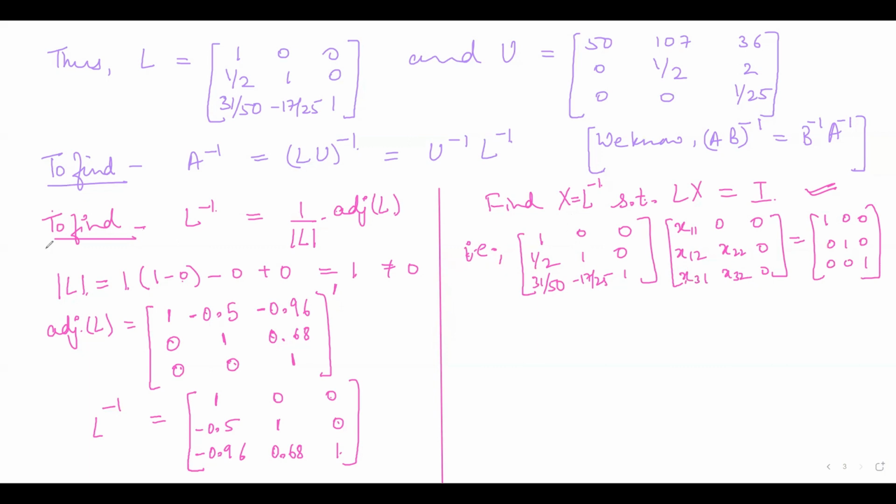So let us just quickly multiply this. So as we know, you need to multiply it like this. So first row would be multiplied by the first column. So you will get this as x11. First row with the second column, you will get answer 0. First row with the third column, you will get answer 0. Second row with the first column, you will get x11 divided by 2.